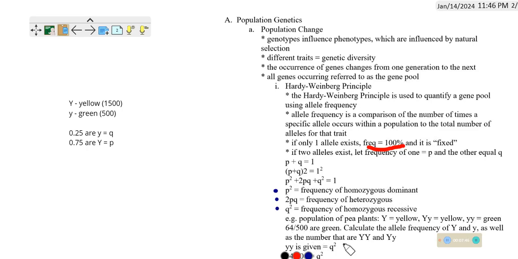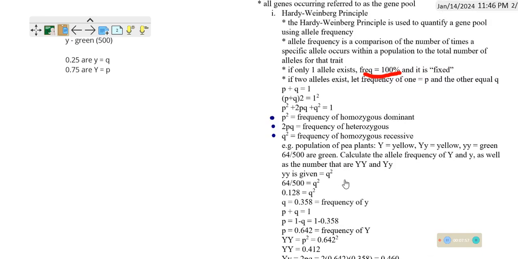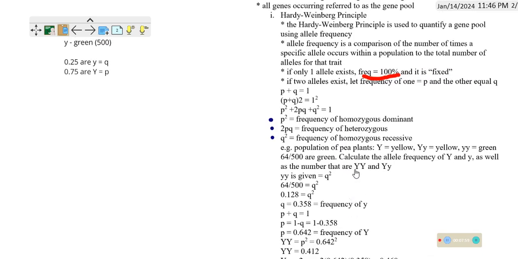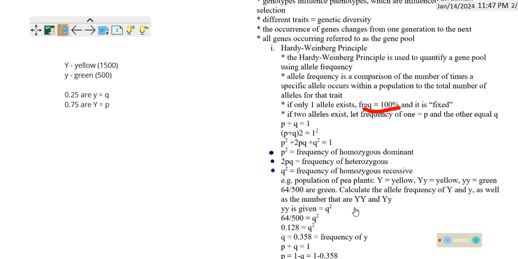All right, so a few things that we can do with this then. Number one, looking at my example that's in the notes, then we'll look at this example over here. Example number one right in the notes here. Well, we've given a population of pea plants. Again, same that we just looked at. Big Y is yellow, big Y, little y is yellow, little y is green.